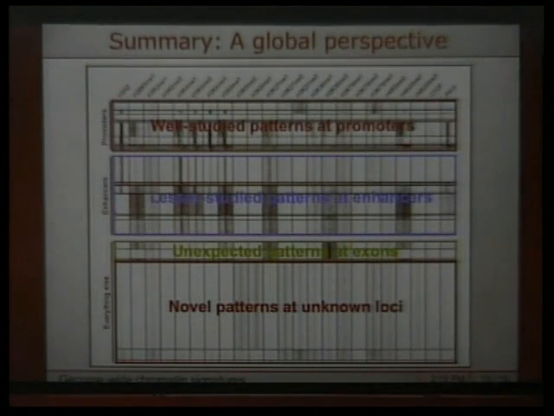We recover well-known patterns at promoters, as well as less studied patterns at enhancers. We also recover an unexpected pattern at exons that indicates that co-transcriptional splicing may occur at a large scale and that it may be directed by chromatin. And finally, we also recover novel patterns marking sites of unknown function. That these sites share the same common chromatin signature indicates that they may share the same function. But the challenge now is to find what this function is.